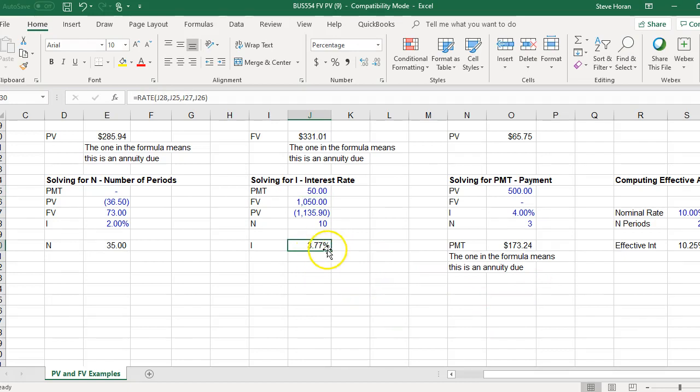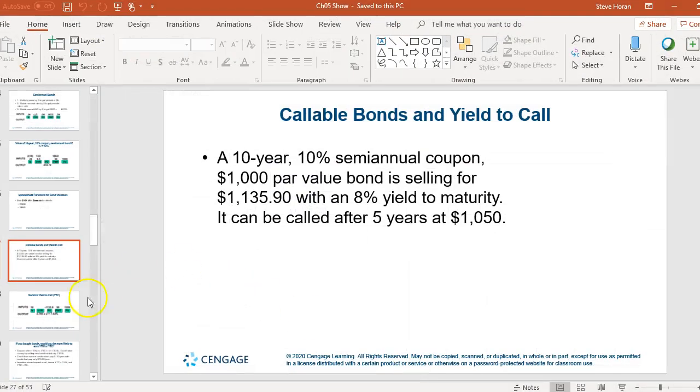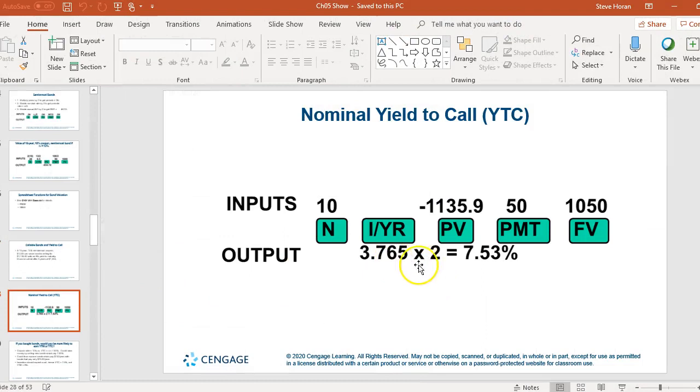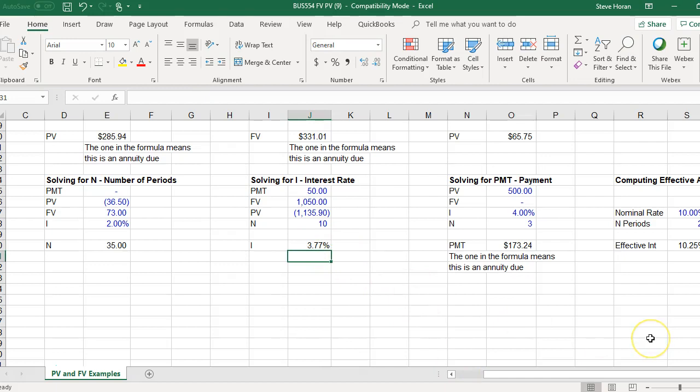This rate here is the rate every 6 months. So I have to really watch the answer here. I'm going to take that number and I'm going to double it. When I'm solving for yield to call on a semi-annual bond, and we do this calculation, I have to double it to get the answer. So take that times 2, and I can convert that to the percent here. I get 7.53% right here. So the key is, if you have a question based on yield to call on a semi-annual bond, use the solve for I, but double the answer.